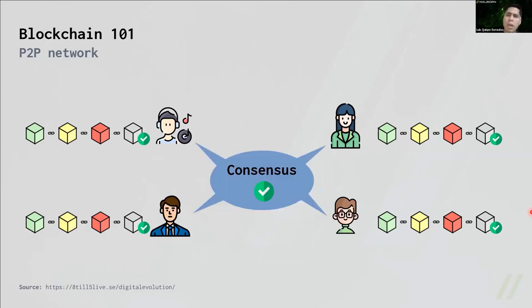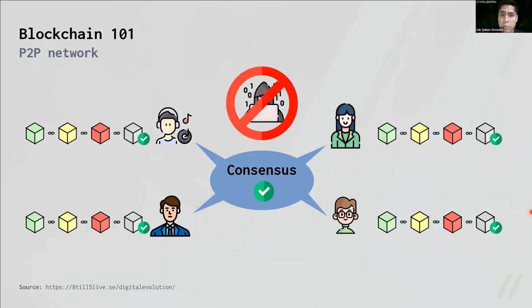Awesome. Now, what happens if an attacker wants to create a fake block? The participants will be able to verify that the new block is not compliant and the new block will be rejected.